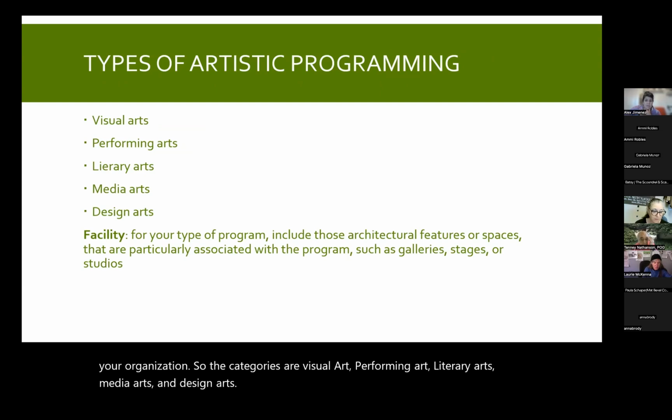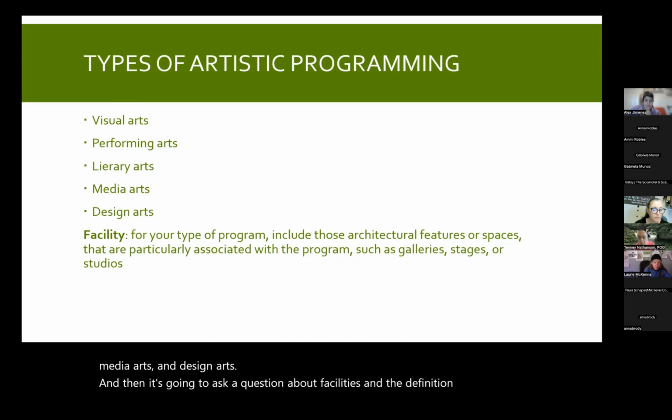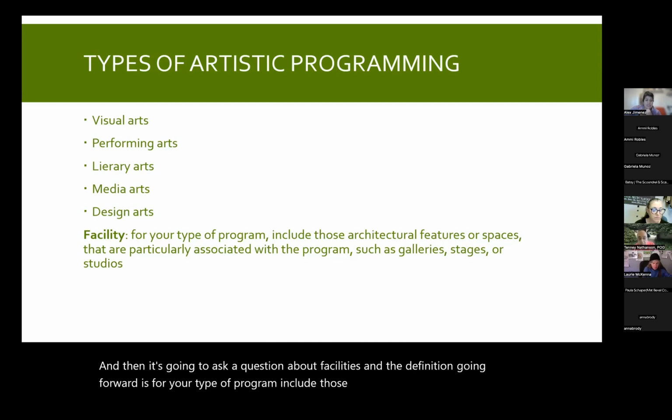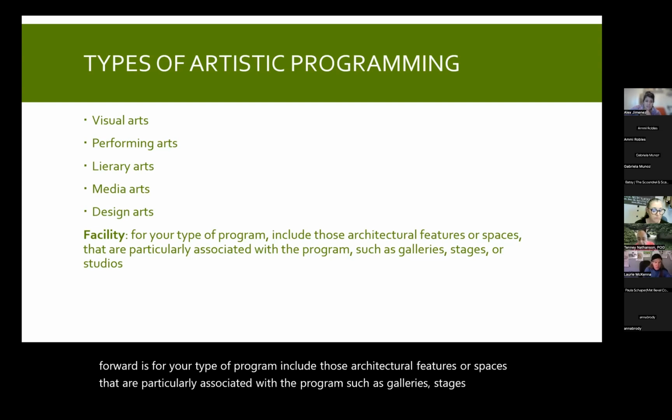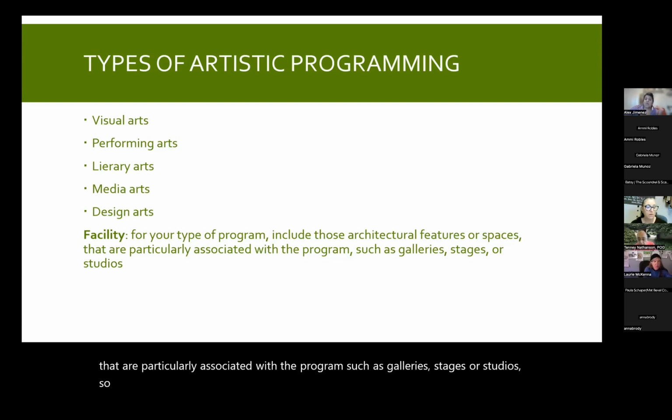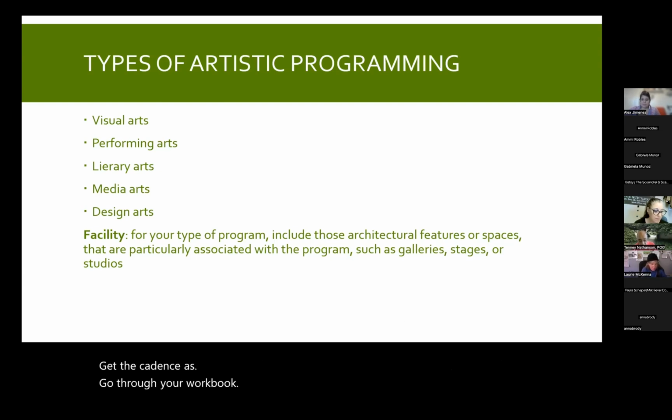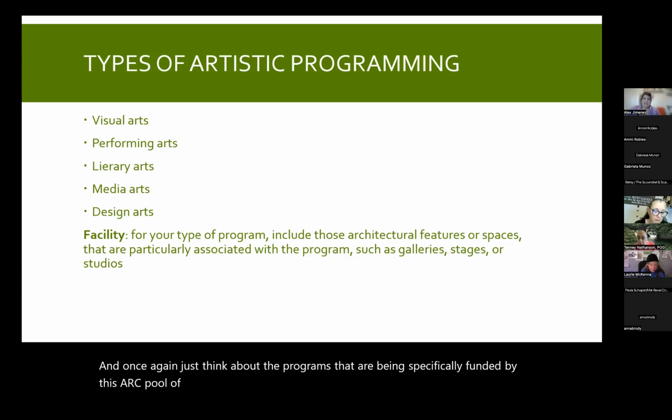And then it's going to ask questions about facilities. And the definition going forward is for your type of program, include those architectural features or spaces that are particularly associated with the program, such as galleries, stages, or studios. So the facility where that type of program is happening, is it accessible? And you'll get the cadence as we go through the workbook. And once again, just think about the programs that are being specifically funded by this ARPA pool of money in the fiscal year that you submitted for your application.